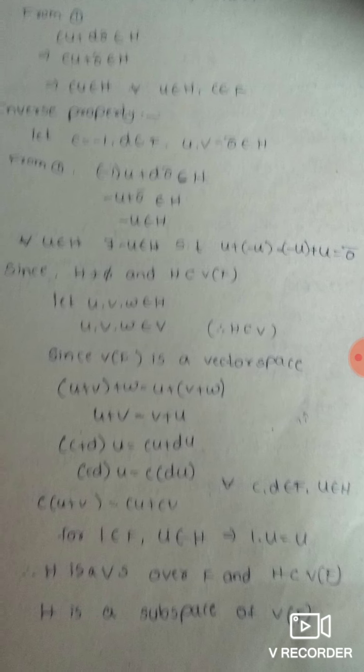belongs to H, that is u, v, w belongs to V. Okay. Since H is a subset of V, therefore H satisfies these properties: u plus v plus w equals u plus v plus w, u plus v equals v plus u, c plus d into u equals cu plus dv, cd into u equals c into du, and c into u plus v equals cu plus cv for all c, d belongs to F and u, v belongs to H.